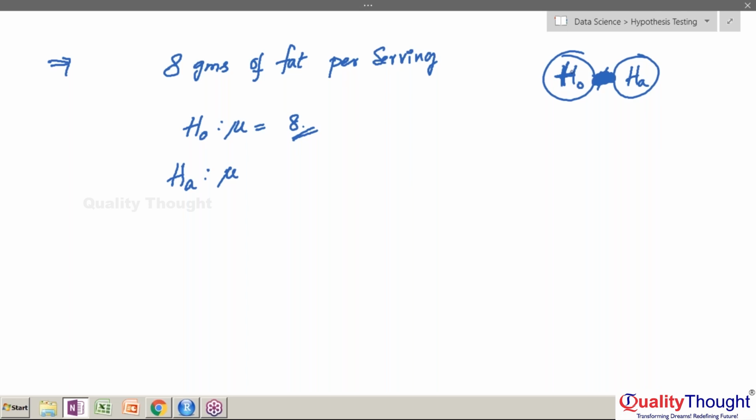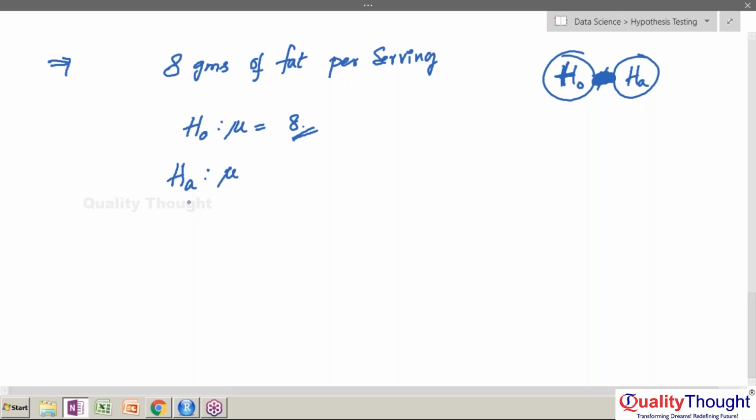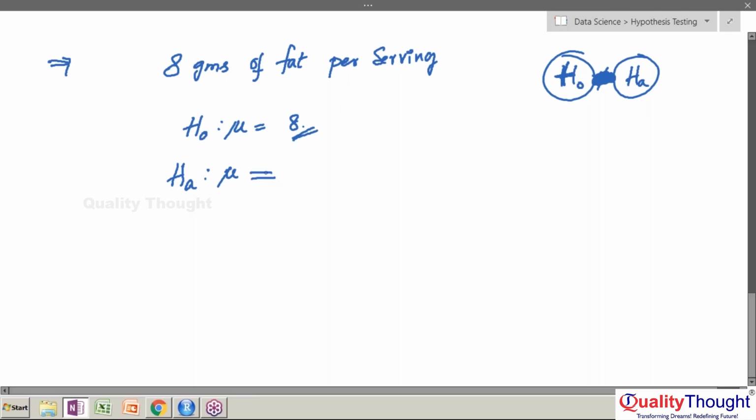I told you the quality control department is frequently coming and checking the production process. In what sense will they check the production process? Maybe this fat percentage of 8 grams is not equal to 8, maybe 9 or 10. This is the intention that they will have. So not equal to 8. Right or wrong?